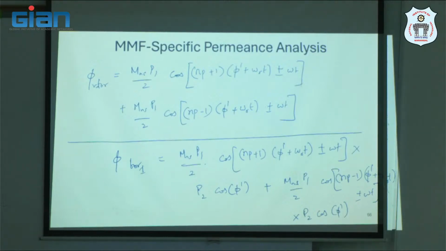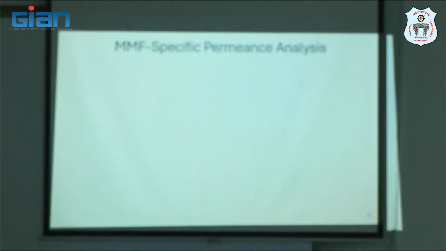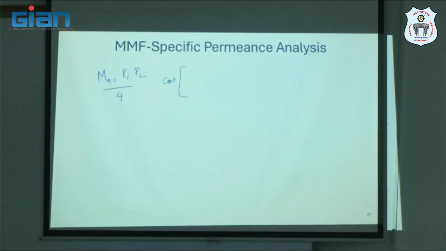Okay. So let us consider the first term. So let us just consider this one and let's see what happens. So if I multiply them, it's cos A cos B. So cos of (A plus B)/2 plus cos of (A minus B)/2. So what I will have is minus P1 P2 by 4 cos (NP plus 1) phi dash plus phi dash plus (NP plus 1) omega t plus or minus omega.